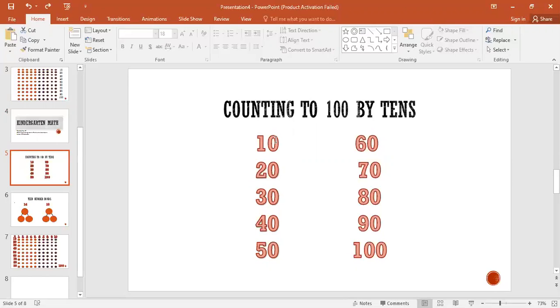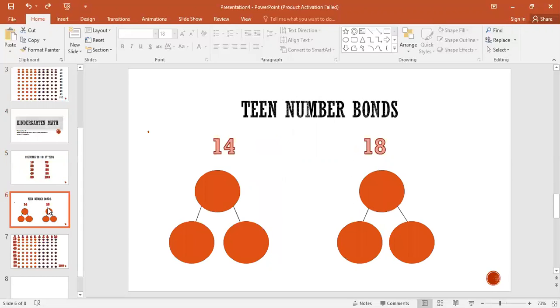Let's go through this one more time, counting by tens. 10, 20, 30, 40, 50, 60, 70, 80, 90, 100. Great job. Okay, I would like you to open up your composition book and grab a pencil. We are going to do some teen number bond practice.